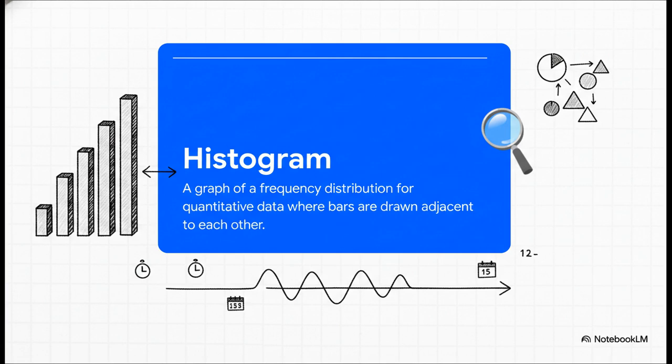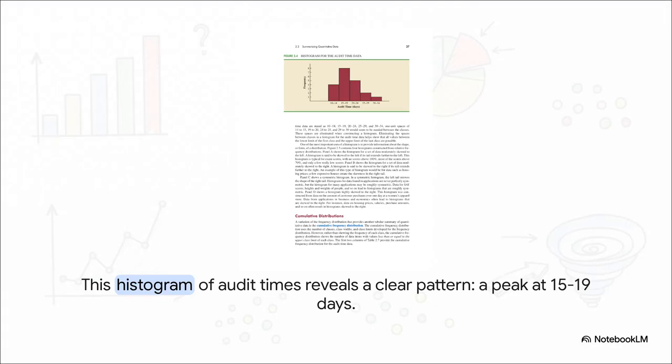It's to show that the data is continuous, that an audit taking 14.5 days is right next to one that takes 15 days. There are no gaps in the numbers. And here it is, our histogram of the audit times. And look at that! A super clear picture just emerges from all that noise.